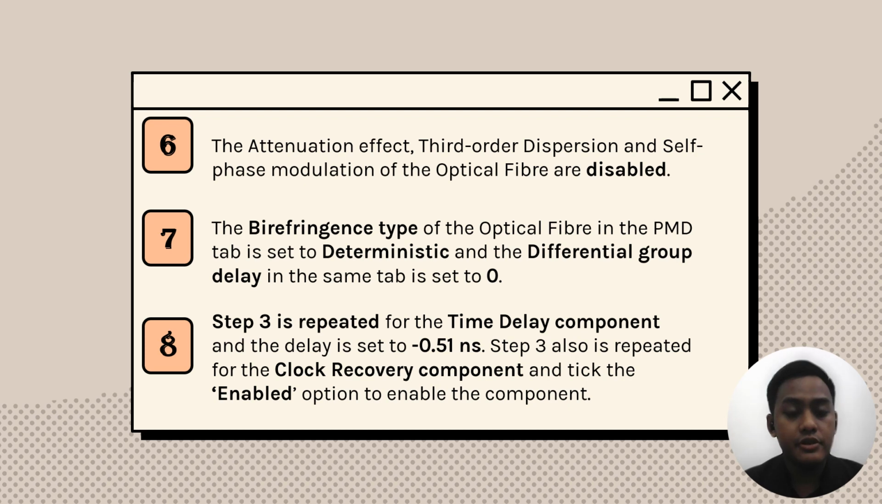For the attenuation effect of the optical fiber, the third order dispersion and self-phase modulation are disabled. The birefringence type is set to deterministic, and the differential group delay is set to 0. We repeat step 3 for the time delay component, where the delay is set to negative 0.51 nanoseconds. Step 3 is also repeated for the clock recovery component, where we tick the enable option to enable the component.